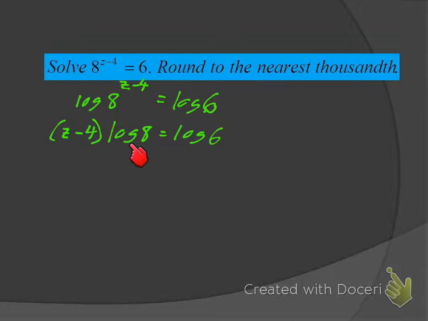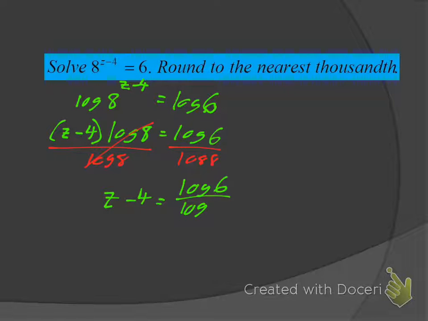See how this is multiplication right here between the parentheses and the log 8. You get rid of multiplication with division, so divide both sides by log of 8. Those log of 8's cancel, which gives you z minus 4. Once again, just leave them as logs. Don't try to get the ugly decimal numbers yet. Do that at the end. To give you log of 6 over log of 8.